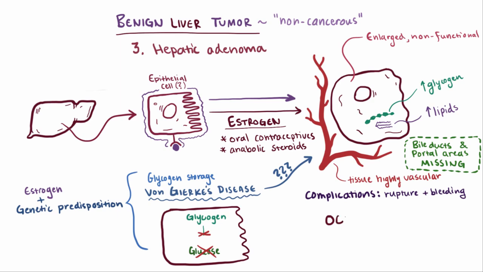If patients with adenomas are using OCPs and stop or reduce their dosage, the adenomas usually tend to regress. Likewise, for patients with von Gierke's disease, managing their diet, like their glucose, insulin, and glucagon levels, has led to improvement and even seen resolution of these adenomas.